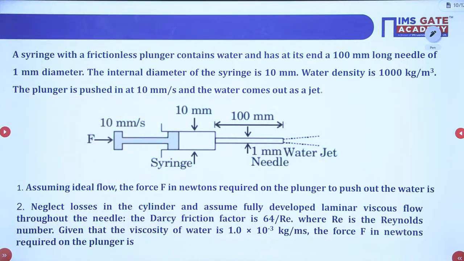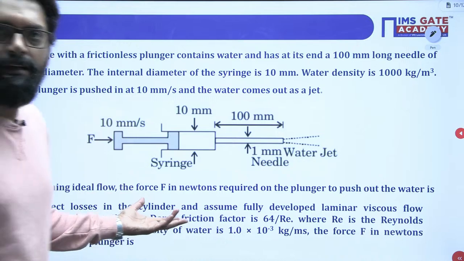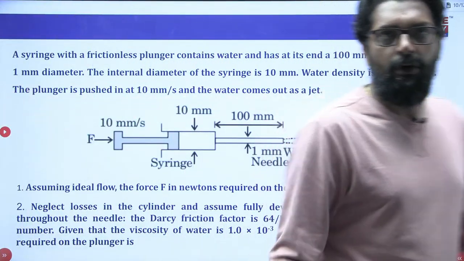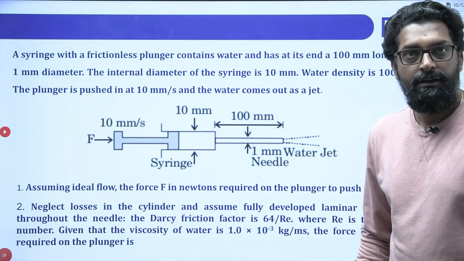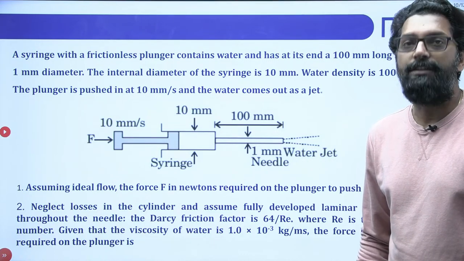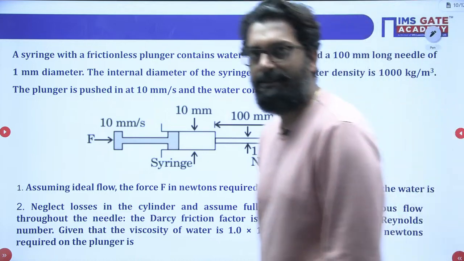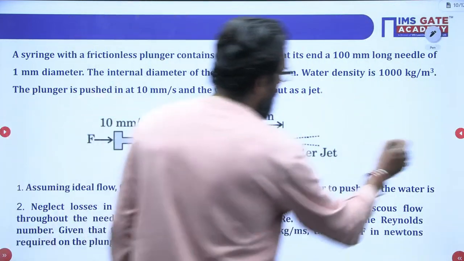Okay. So first is the ideal flow. What is the ideal flow, beta? What is the ideal flow? Ideal flow means there is no viscous shear stress. That means the velocity gradient is zero. That is your ideal case, ideal flow.